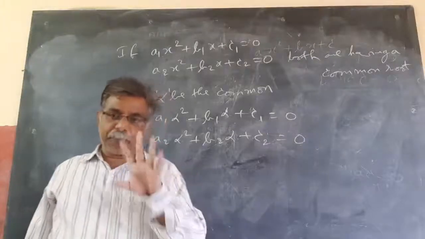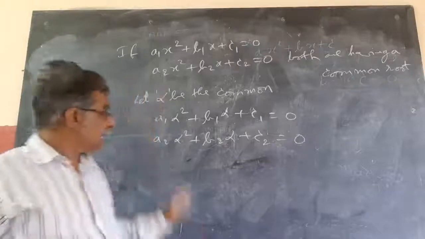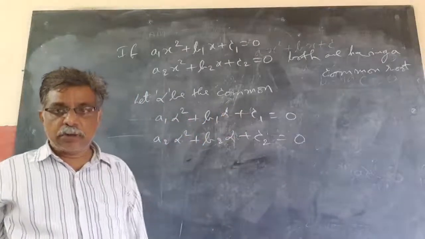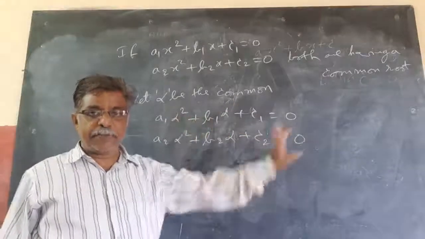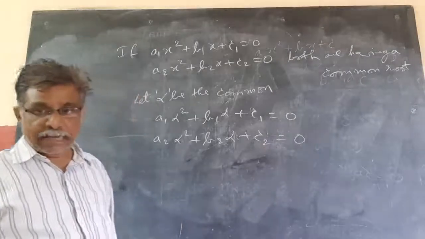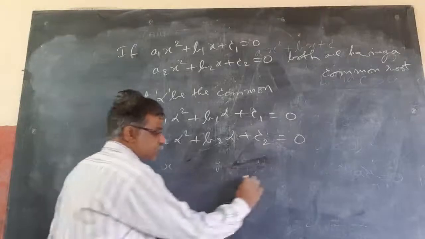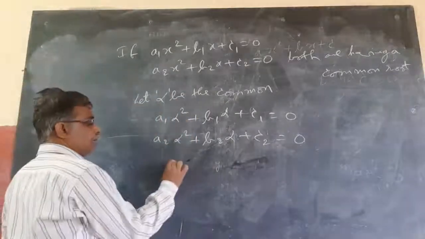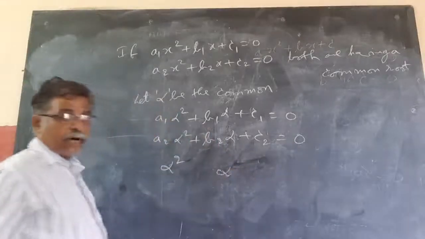I am going for the cross multiplication method. Like this is x, this is y, and I am going to find the x and y values. So this is a1x plus b1y plus c1 equal to 0, and a2x plus b2y plus c2 equal to 0. How do you find x and y? You write x here, y here, and the coefficients here, and take the cross multiplication method. The same method I will follow. Instead of x, I have alpha square, and instead of y, I have alpha.